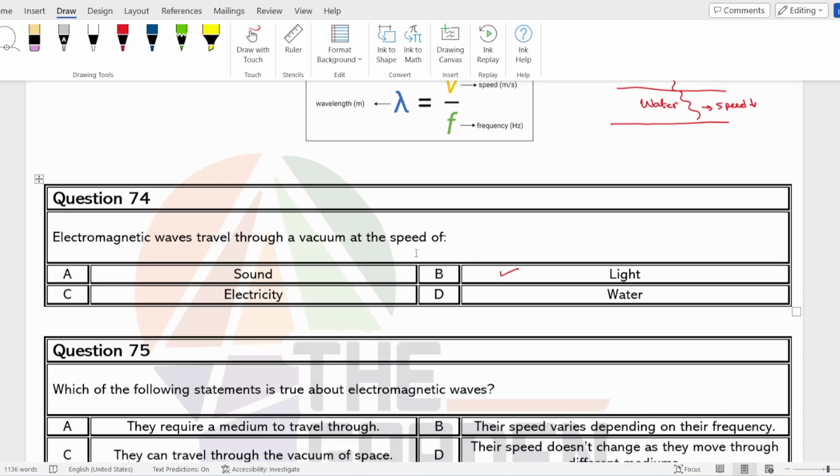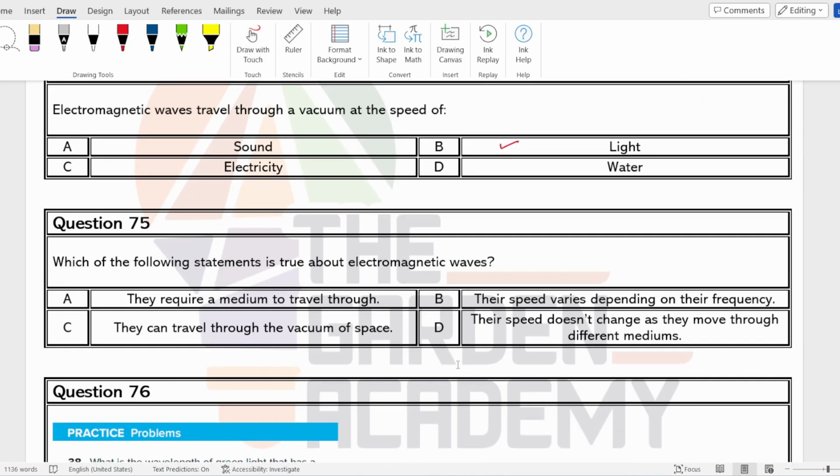ننتقل إلى question 75. Which of the following statements is true about electromagnetic waves? A. They require a medium to travel through. That is incorrect. B. Their speed varies depending on their frequency. That is also incorrect. C. They can travel through the vacuum of the space. This is correct. D. Their speed does not change as they move through different mediums. That is also incorrect because they require no medium to travel through.